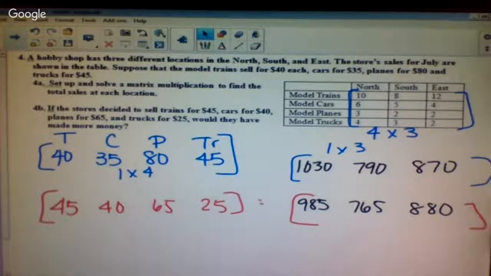Only East. East was the only one that gained any money. They gained $10. So we would have been better off leaving the prices where they were. Okay, that's fine.